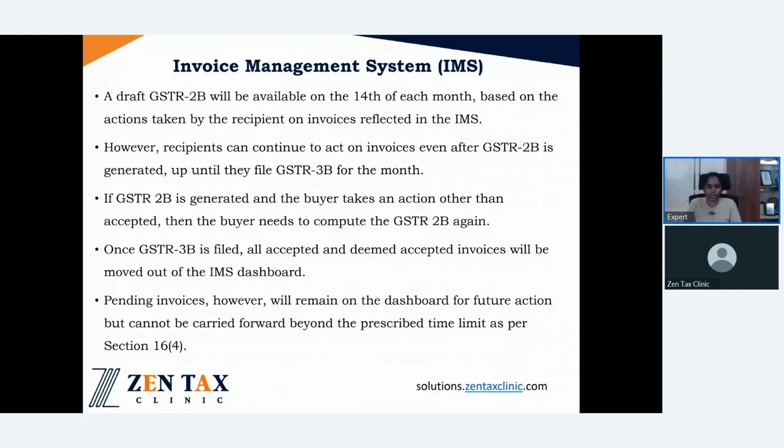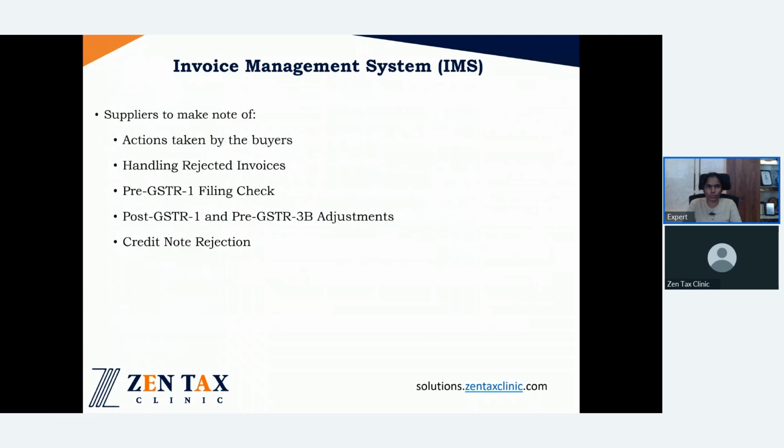Now, what should the supplier do in terms of the action taken by the buyers? The supplier has an option to view the action taken by the buyers, that is, whether they have accepted or rejected. If the recipient has rejected any invoices, the supplier can go back to such invoices, correct the details, and re-upload them. Before filing the GSTR 1, the supplier should diligently keep track of the actions taken on the invoices by the buyers. And if they have filed their GSTR 1 but are yet to file their GSTR 3B, the supplier should keep track of the action and file amendments through GSTR 1A.